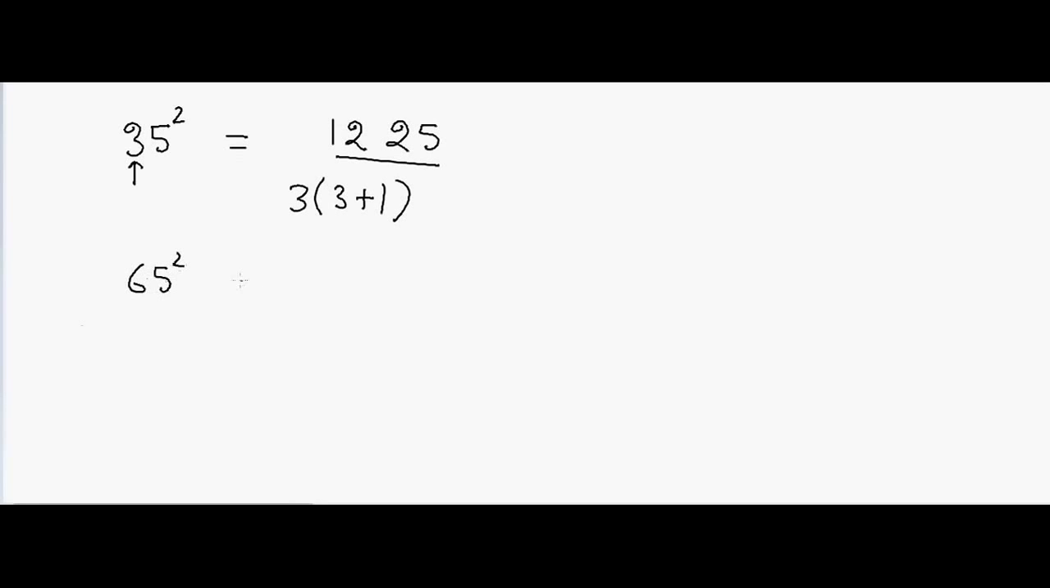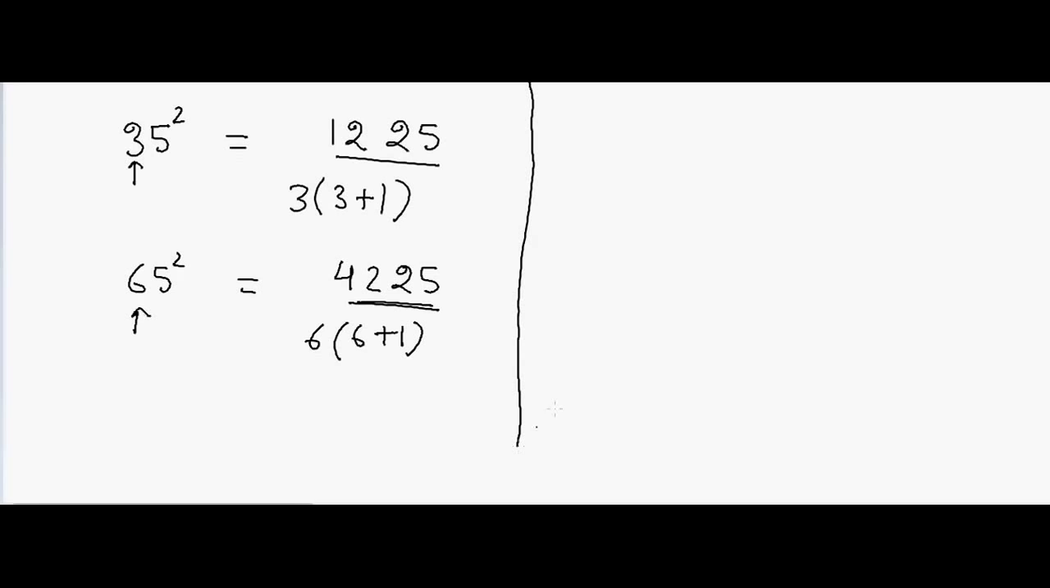Another example, if I have 65 square, in that case I have to write 25, and then I'll take 6. So multiply 6 by 6 plus 1, that will be equal to 7. 7 into 6 is 42. So the answer is 4225.